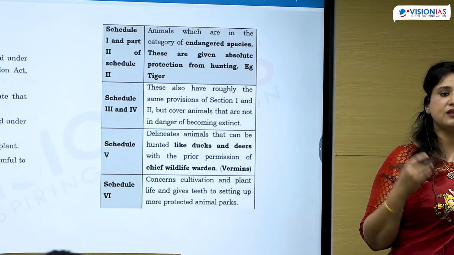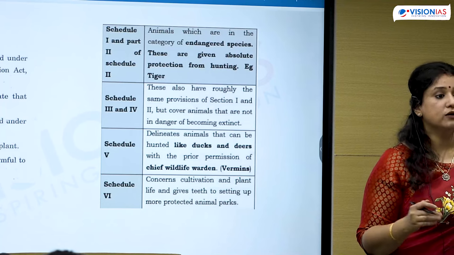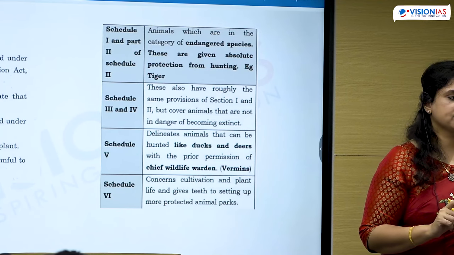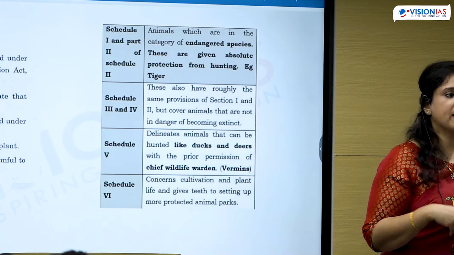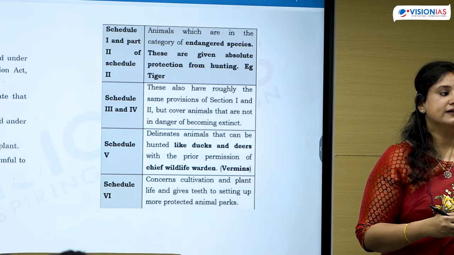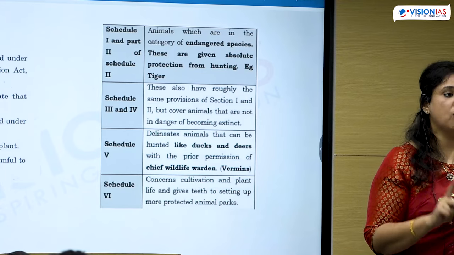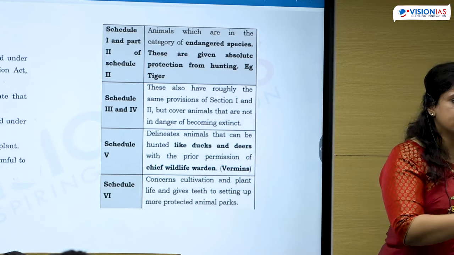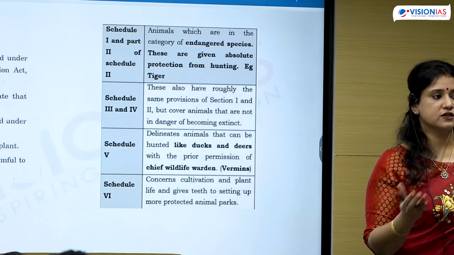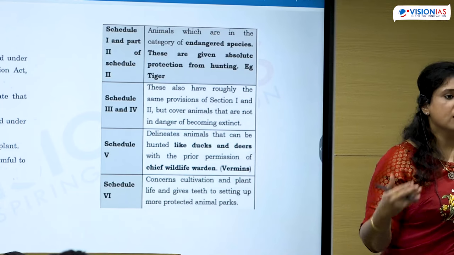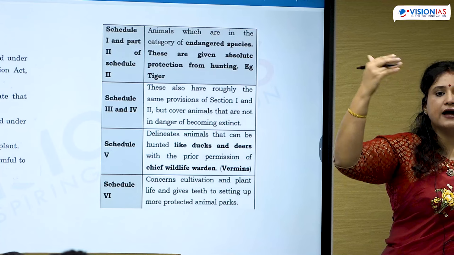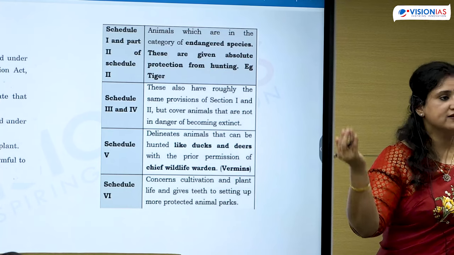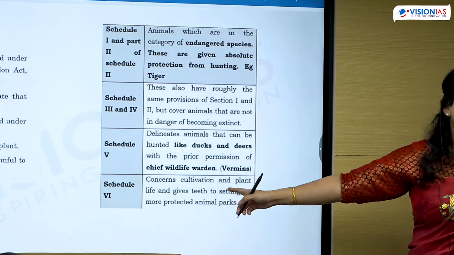Vermins means animals which can be hunted down, but you have to take permission of the chief wildlife warden of the state. Who is the chief wildlife warden? Is he a politician? Is he a bureaucrat or what? Yes. So the highest level forest officer of a state is the chief wildlife warden. For example, an IAS officer becomes a district magistrate. Uske commensurate us district mein forest officer hota hai, DFO, district forest officer. Okay. You go up the ranks. At the state level, the highest IAS officer perhaps becomes the chief secretary of the state, and equivalent to that, the highest level secretary level officer would be the chief wildlife warden.